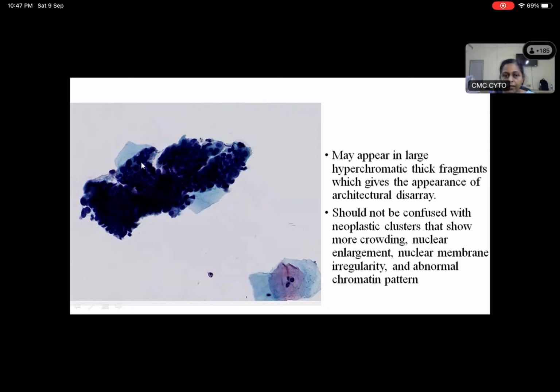So it can look like a very thick hypochromatic fragment where you really cannot make out the hypochromasia or the finely granular chromatin, but you can only see that there is this pattern here. So sometimes this does get mistaken for glandular abnormality, but as much as possible, towards the periphery of the groups, try to look at the chromatin, and then you will be able to discern that this is only a normal endocervical group. But this can throw us into a diagnostic dilemma sometimes.